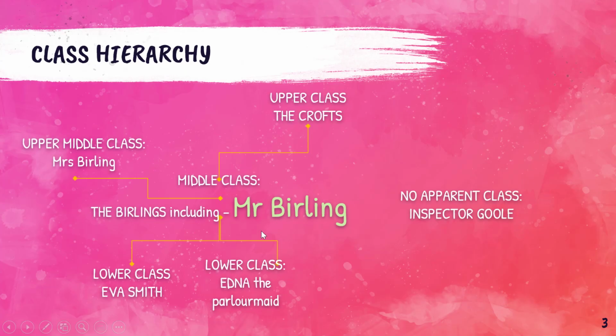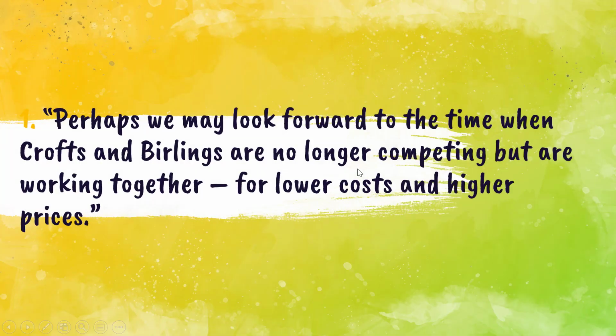So as you know, Mr Birling in the class hierarchy is a middle class man. He's married someone who's arguably sort of middle upper class, as she's his social superior, that's Mrs Birling, but he himself is a middle class man within the confines of the hierarchy within the play.